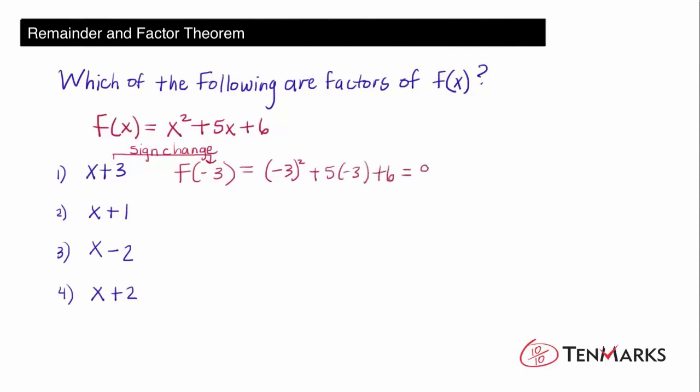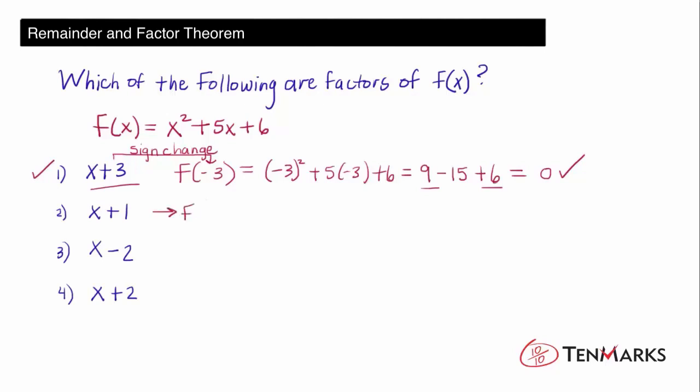Negative 3 squared is 9, 5 times negative 3 is negative 15, and then a plus 6, and if I add 9 and 6 I get 15, and then take 15 away I get a 0. That tells me that x plus 3 is a factor of f of x. So that's going to work. Now let's take a look at the next one.